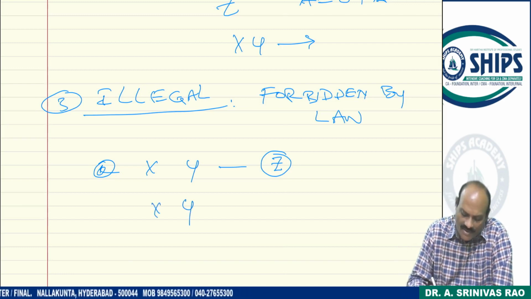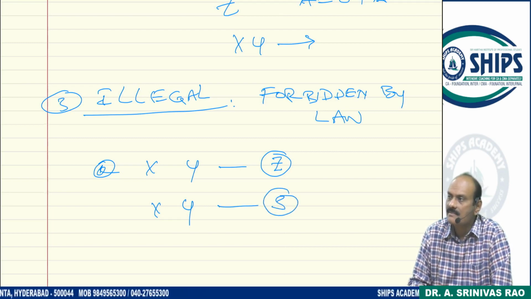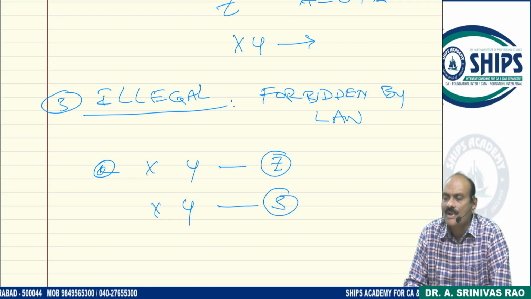X and Y come together, we do smuggling. Y said yes. They started doing the smuggling. Police people caught them.